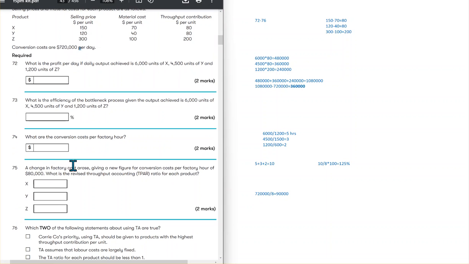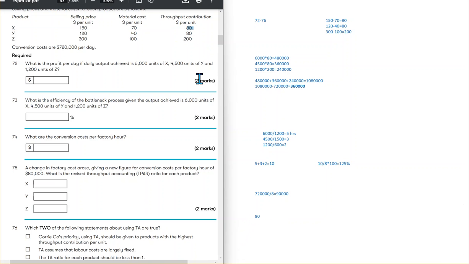A change in factory cost arose, giving a new figure for conversion cost per factory hour of 80,000. What is the revised throughput accounting ratio for each product? Revised. They didn't say existing. Revise. So we don't have to find the existing. They said revise, so we will just take the throughput, which is 80.